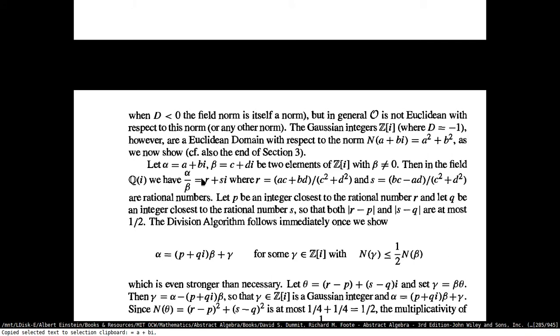So if you take two elements of Z[i], alpha and beta, and you have the field Q(i), where you can write the fraction alpha over beta in another element of this form, r plus si, where r is (ac + bd) over (c squared plus d squared), and s is (bc minus ad) over (c squared plus d squared). This comes from the fact that alpha is a plus bi and beta is c plus di. So we need the sum of two squares in the denominator, and in the numerator you have ac plus bd. And these are in Q.